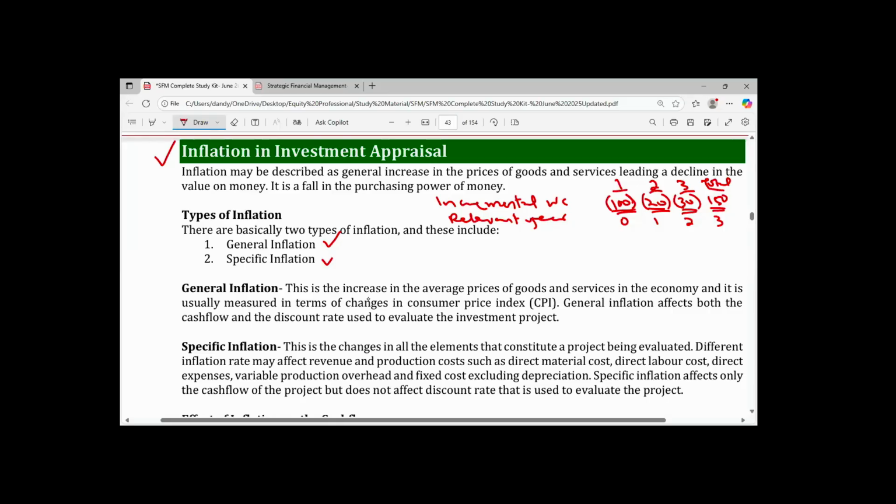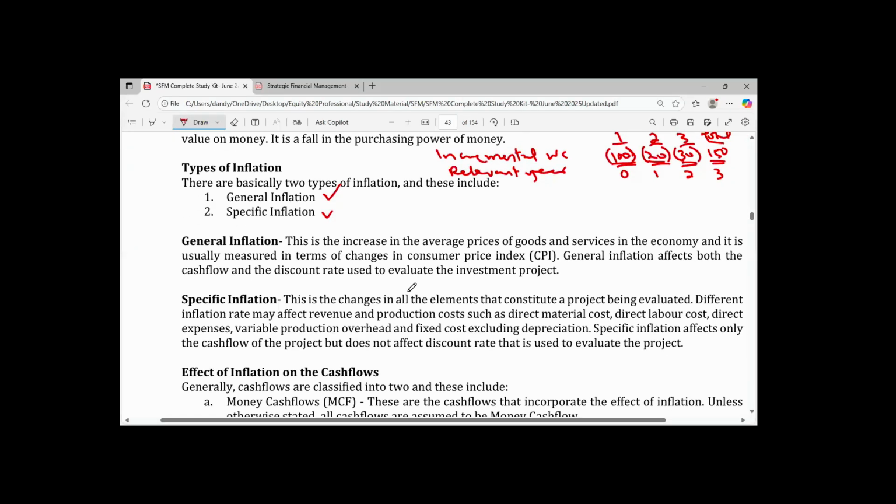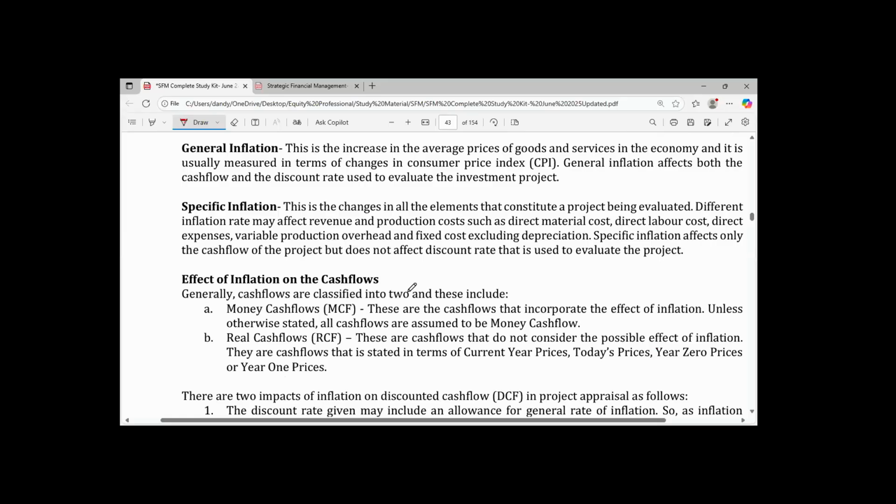Specific inflation is a kind of inflation that affects the elements that make up the project being evaluated. For example, when you want to evaluate a project, the project will have revenue, right? The project will have production costs like direct material costs, direct labor costs, direct expenses, variable production overhead. The project will have specific or attributable fixed costs. All these elements that make up the project, including the revenue, will have their own specific inflation. So there will be an inflation rate attached to revenue separately, inflation rates attached to direct material, and inflation rates that will affect direct labor cost. So when you have that kind of inflation, we say it's a specific inflation, all right?